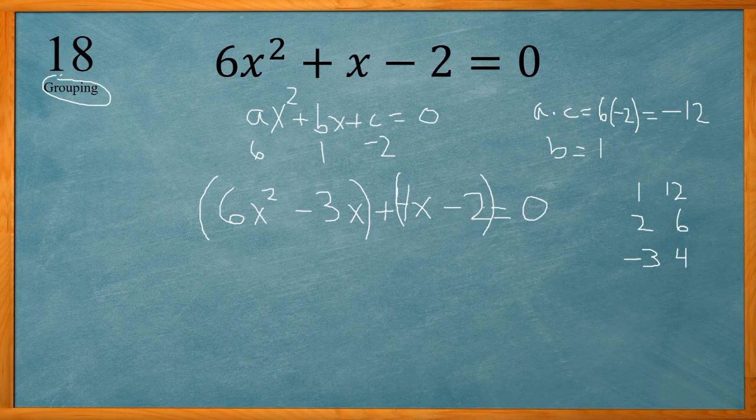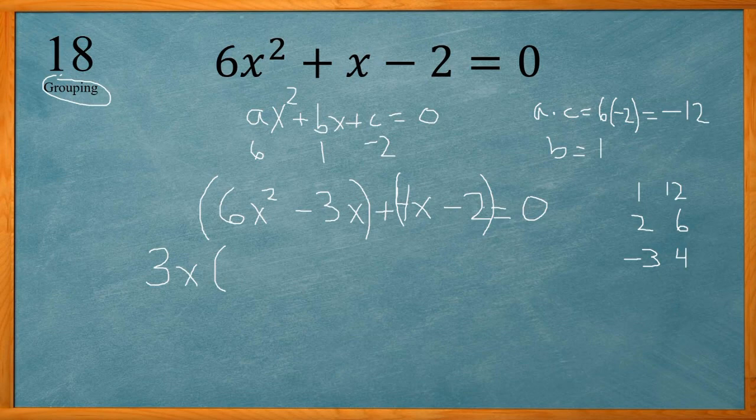After we do the grouping, we want to factor out the greatest common factor between this first group. Okay, so 3 can divide into both of these. 3 can divide into 6. 3 can divide into 3. You get an x squared term and an x. So the common there is just an x. So I can factor out 3x.